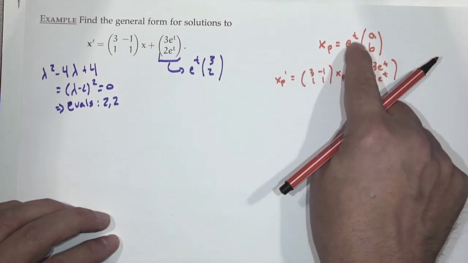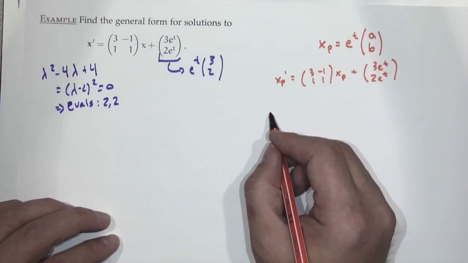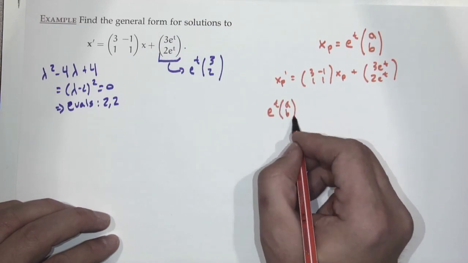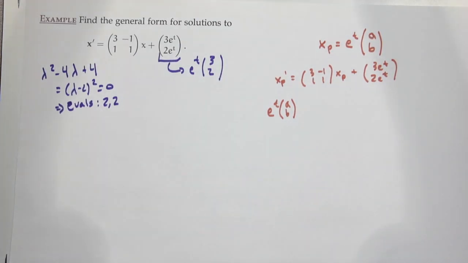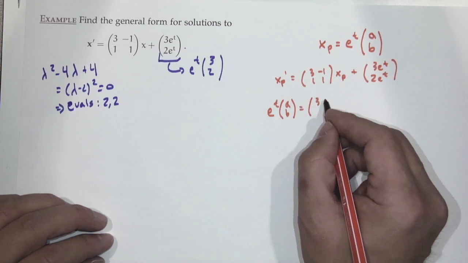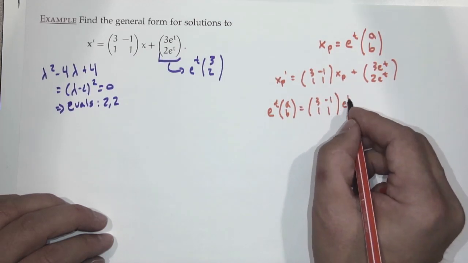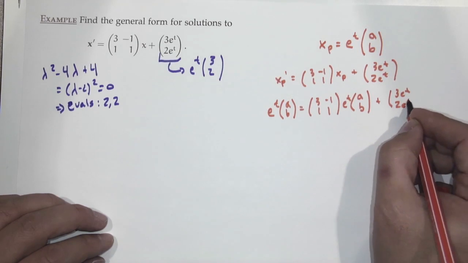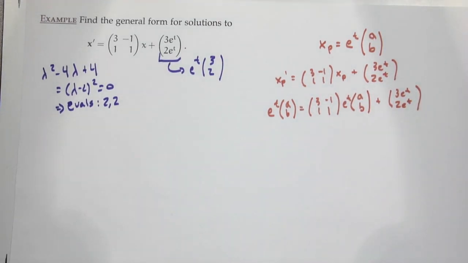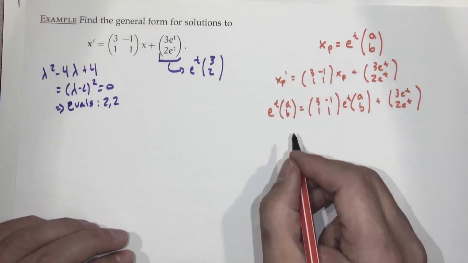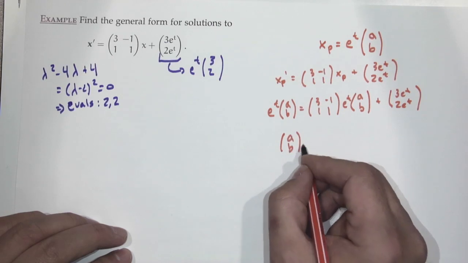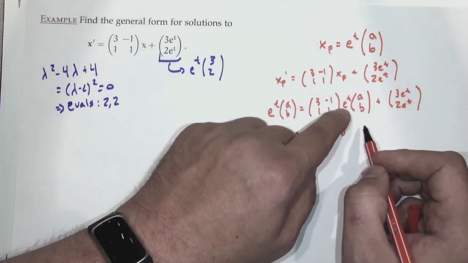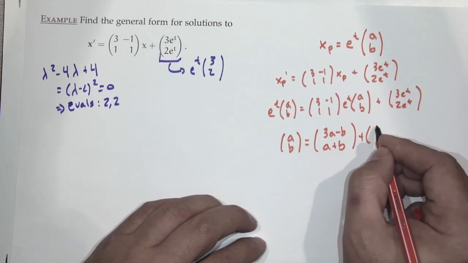So when I take the derivative of e to the t times the vector ab, what comes out? E to the t times the vector ab, because the derivative of e to the t is e to the t. That's supposed to equal the matrix 3, minus 1, 1, 1 times e to the t times ab plus 3e to the t, 2e to the t. Now, everything has an e to the t attached to it. So what can we do? Divide out and cancel. So we have a, b equals, carry out the multiplication, 3a minus b, a plus b, plus 3, 2.